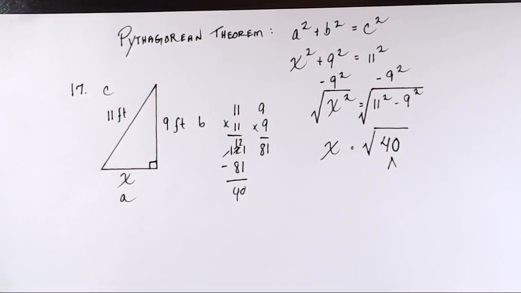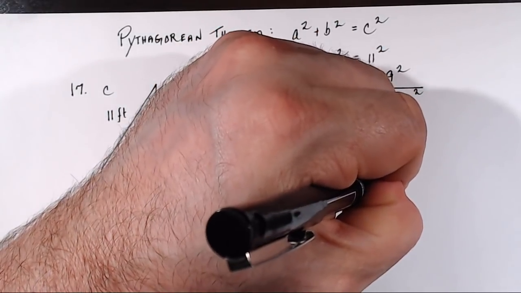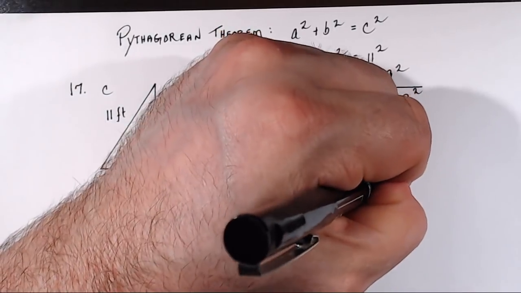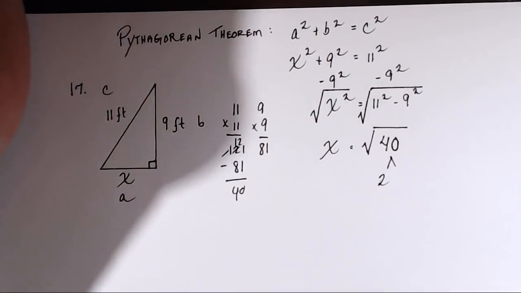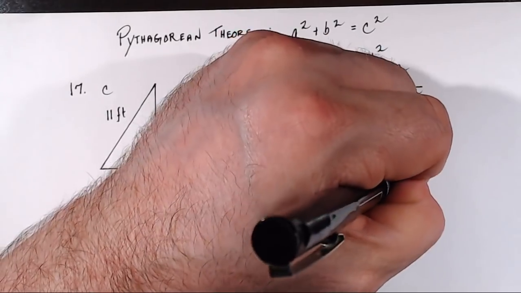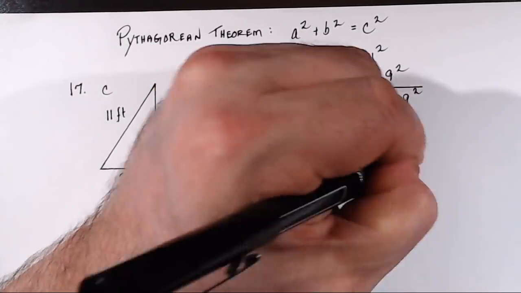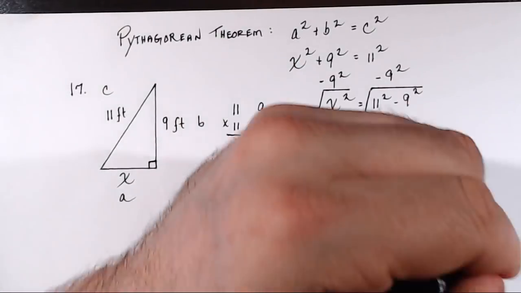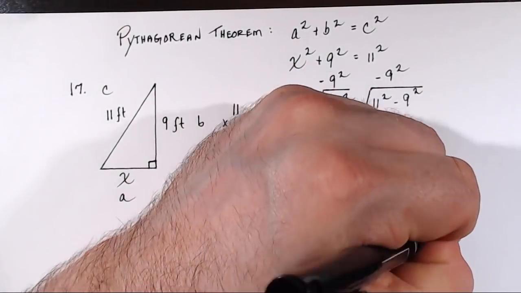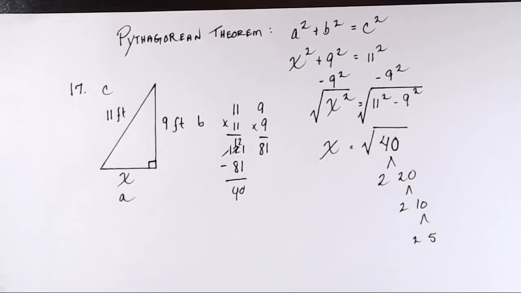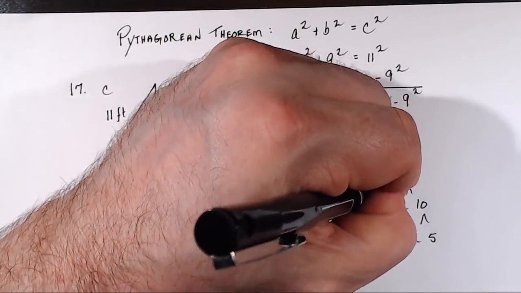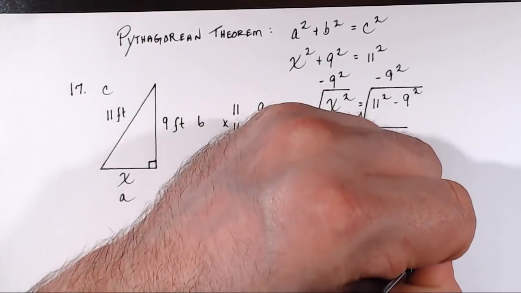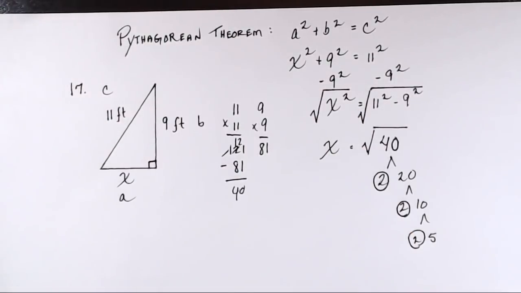Okay, so what can I break 40 down into? Start with a prime number. 2 times what? 20? Now break down the 20. 2 times 10. Break down the 10. 2 times 5. All right, so here are my prime factors. 2 times 2 times 2 times 5.